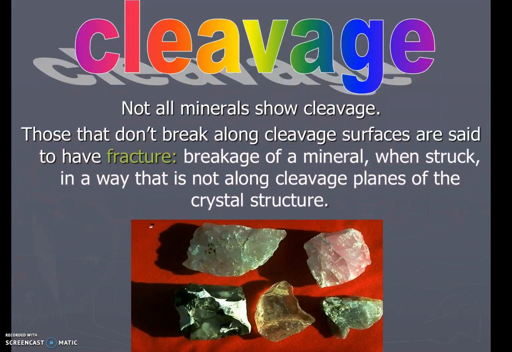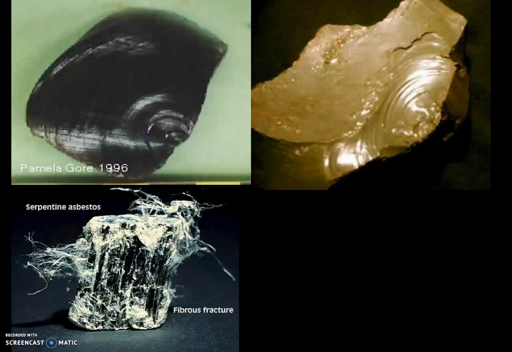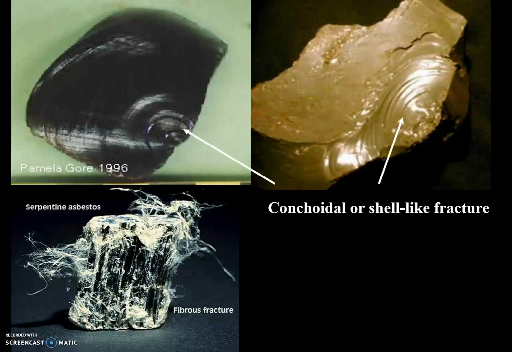Not all minerals show cleavage, which leads us to our next property, which is fracture. Those that do not break along clean surfaces have fracture. So there are no flat planes and no certain way that they break. Here's a circular or shell-like fracture. This mineral has a fibrous fracture. Sometimes it will just not break along clean lines. So that is the difference between fracture and cleavage. Cleavage, the mineral breaks along clean lines. Fracture, there are no certain breaking points.